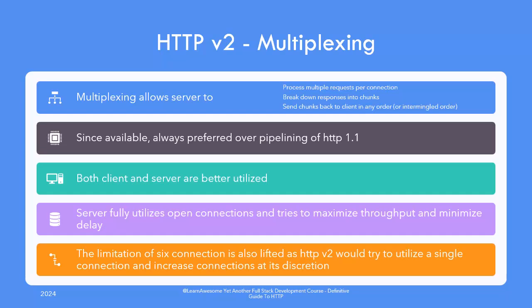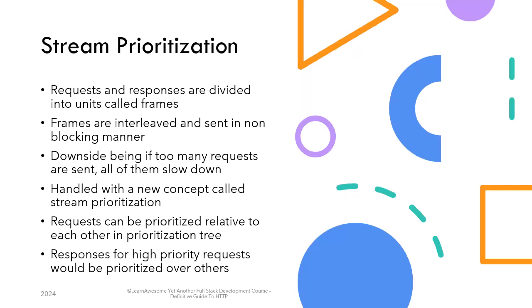It also fixes the default limitation of HTTP 1.1 of up to 6 concurrent connections, where one connection was dedicated to one resource being downloaded. So only up to 6 resources being downloaded in parallel. For most cases, HTTP2 would utilize a single connection, but it can increase at its discretion. In the technique of HTTP2 known as multiplexing, the requests and responses are divided into smaller units called frames. Frames are interleaved and sent in a non-blocking manner.